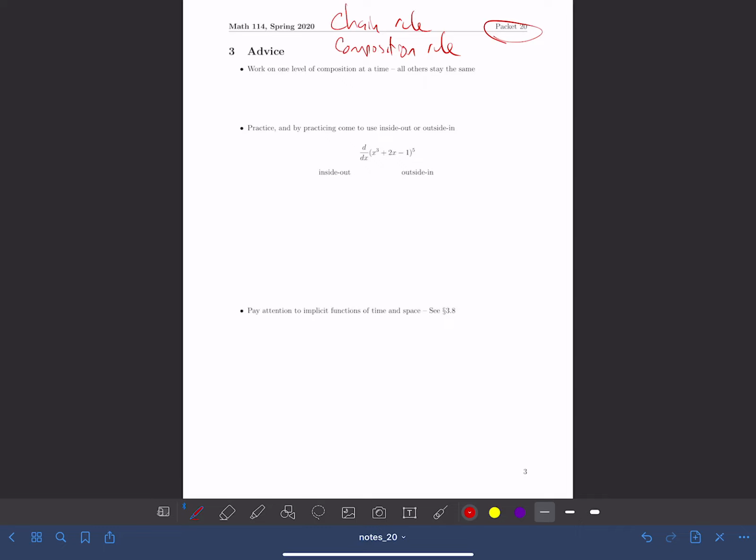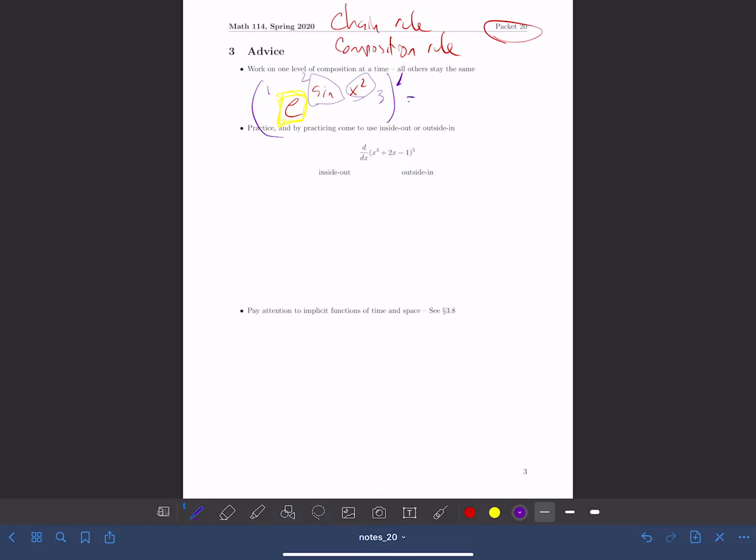I think one prominent piece of advice that I wanted to highlight for you is to work on one level of a composition at a time, and that all others stay the same. So, for example, if I'm working on e to the sine of x squared, I've got a couple of different levels. I've got an e to the, I've got a sine, and then I have x squared. So I have 1, 2, 3 levels of things to pay attention to. And when I take the derivative, I focus on, at first, just the e to the part of it, and the other stuff stays the same. And then I just work the chain out that way.